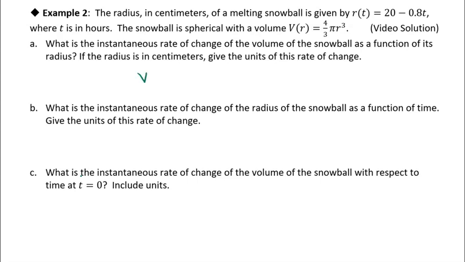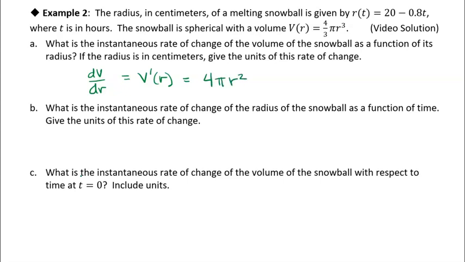We're going to find V prime of r. You could think of it as dV/dr. Let's actually write that out, dV/dr. We're taking the derivative of the volume with respect to radius. When I do that, we have 4/3 pi r cubed. The 4/3 pi is just a constant, so all I'm going to do is use the power rule on r cubed, and take 4/3 pi times 3. The 3's will cancel, and I'll be left with 4 pi r squared.